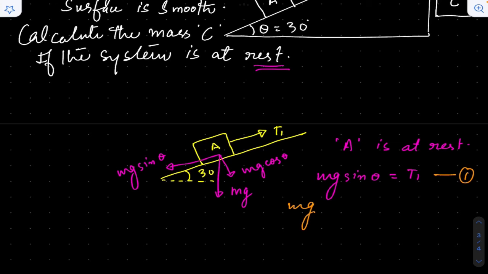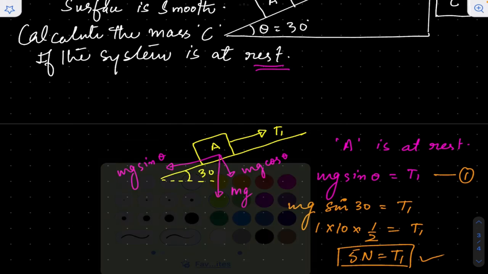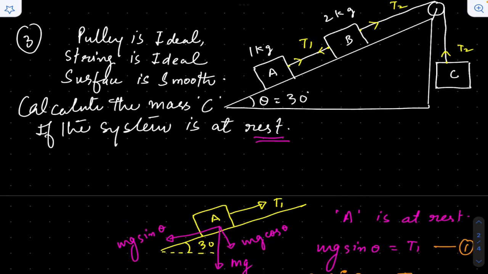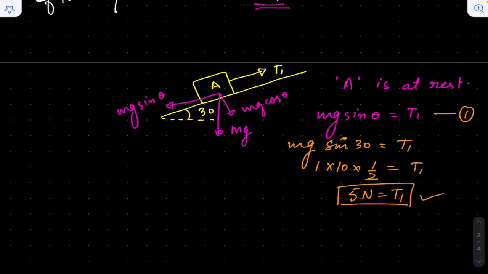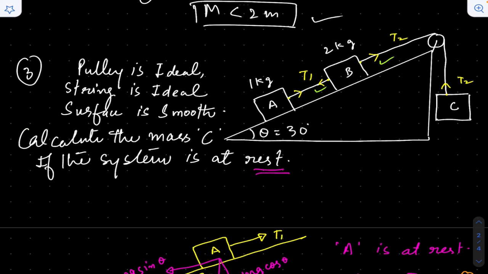So mg sin 30 degrees equals T1, where m equals 1 kg, g equals 10, and sin 30 equals 1 by 2. So T1 comes out to be 5 Newton. Now, in the same way we can calculate the value of T2 from the free body diagram of B. So this is object B. Here T1 is acting in this direction and T2 is acting in this direction. You can see the diagram here, T1 and T2.